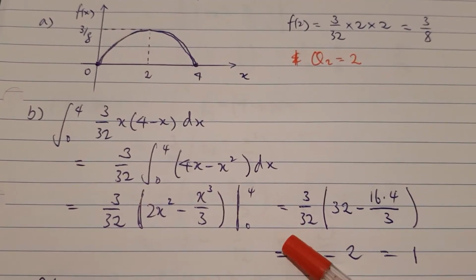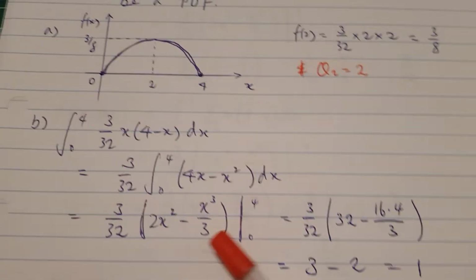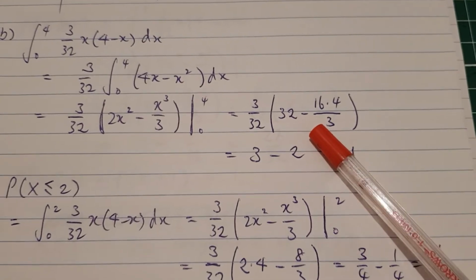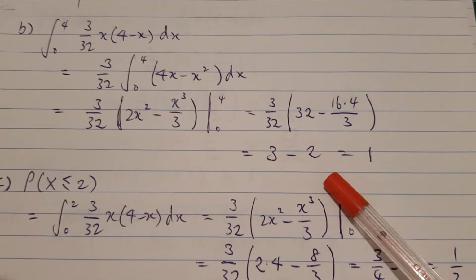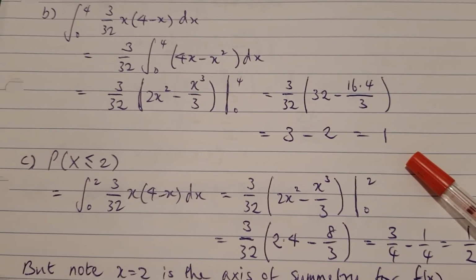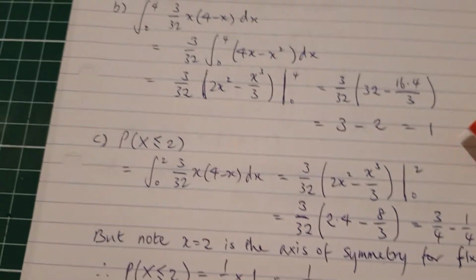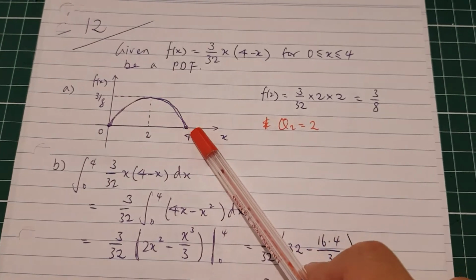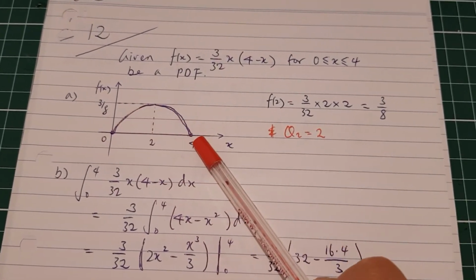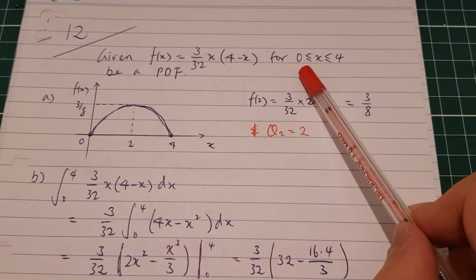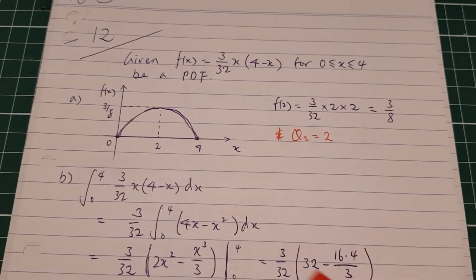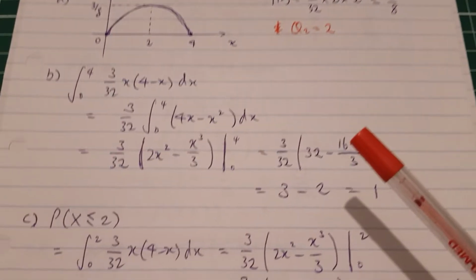And evaluate it from 0 to 4, and at this point, you can use your calculator. I didn't have a calculator, so I had to do it manually, but it still gave me 1. So that's confirmed. Which means that, because of the way it has been sketched, all the y values are positive within that domain. So these two confirm that, okay, that's indeed a PDF.